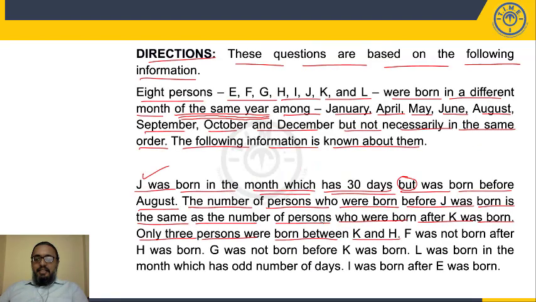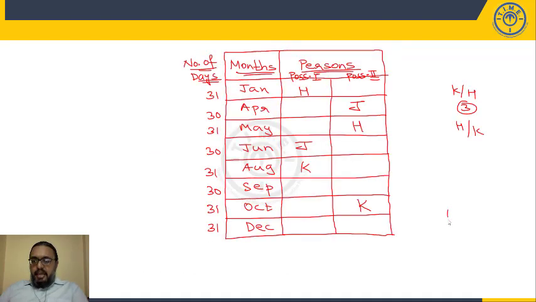Then F was not born after H was born. Now see. He says F was not born after H. You cannot have F after H is basically what he's trying to tell you.